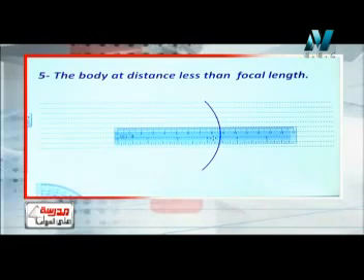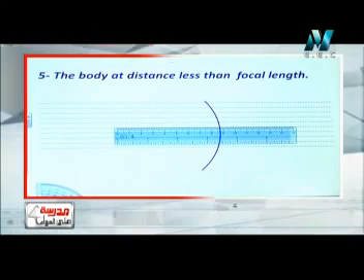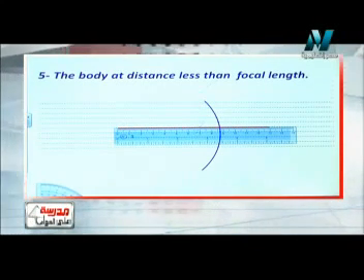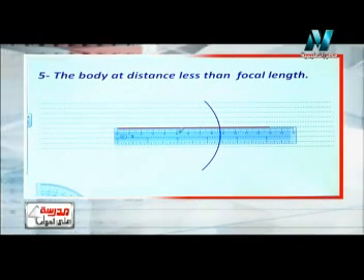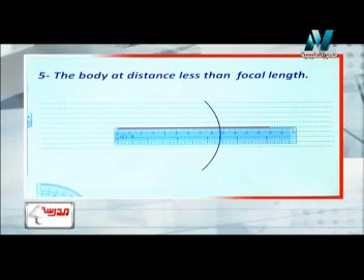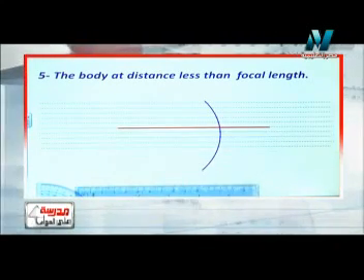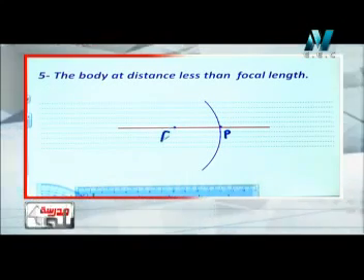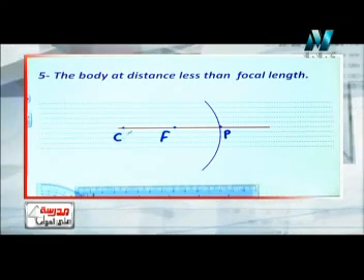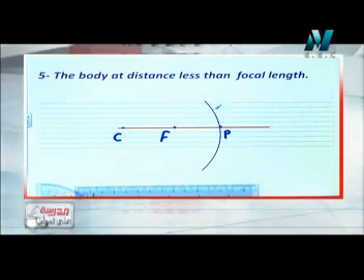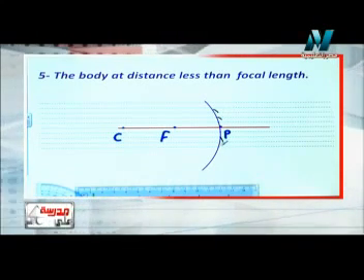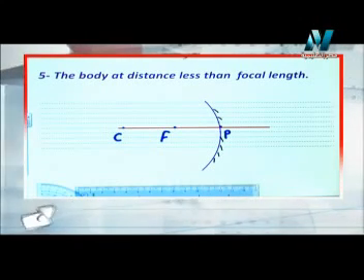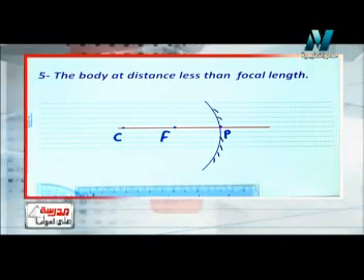From P to F equals from F to C. Then we know 4 centimeter, or maybe 3 centimeter and 3 centimeter. And then we determine P, F and C. In this case the object is at a distance less than the focal length, meaning between P and F. Okay, we put the object.